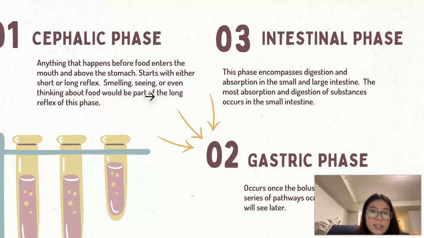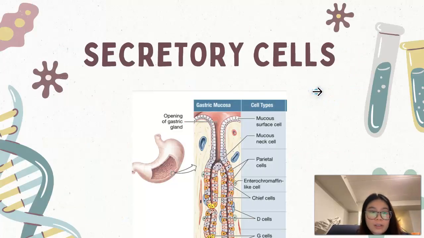The second phase of digestion is the gastric phase, and the gastric phase occurs once the bolus enters the stomach, and the bolus is just another name for food. A series of pathways occurs in our stomach, as we shall see later. And the third phase of digestion is the intestinal phase, which encompasses digestion in the small and the large intestine. The most digestion of substances actually occurs in the small intestine. And today we'll be focusing on the regulation of the gastric phase.